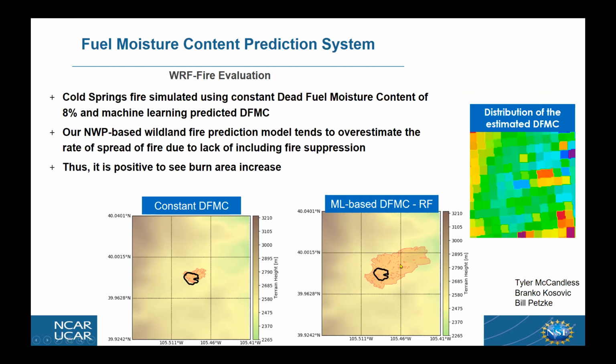Now the NWP model does overestimate. We do not include fire suppression at this time. So we consider it a good thing to see this increase in estimate because the firefighters want that conservative estimate. So it has made a major project. This part of the project was funded by NASA, accomplished by Tyler McCandless, Branko Kosovic, and Bill Petzke.